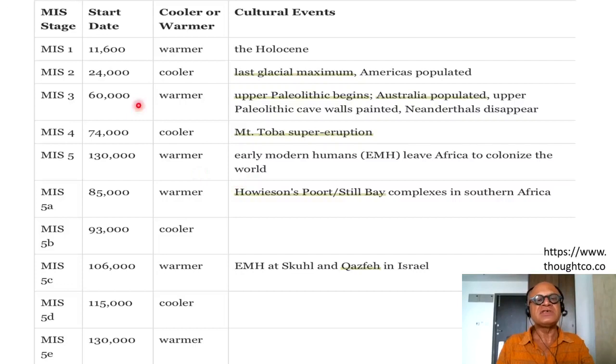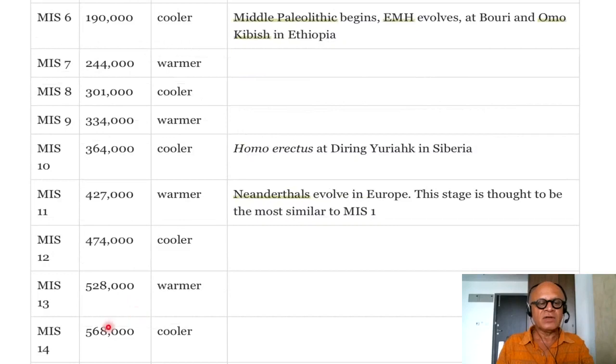Just to kind of revisit these things, the various MIS stages, maybe we should start at the bottom, going way back more than 500,000 years ago. Cooler, warmer, and then by this time Neanderthals evolve in Europe. This stage is thought to be the most similar one to MIS 1, so there is some potential speciation kind of relation between climate and appearance of Neanderthals, maybe. MIS 10, Homo erectus at Dyring Urihoc in Siberia, and no evidence here.